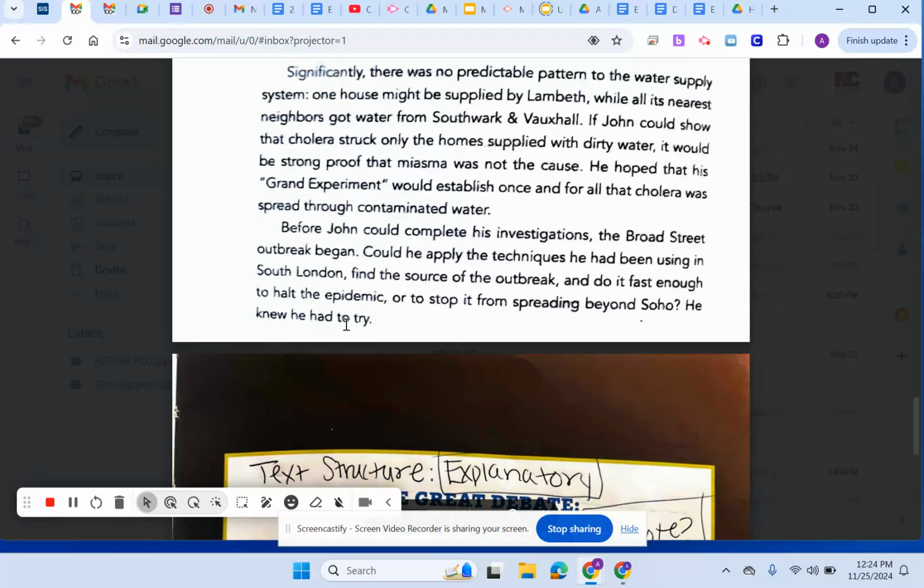Before John could complete his investigations, the Broad Street outbreak began. Could he apply the techniques he had been using in South London, find the source of the outbreak, and do it fast enough to halt the epidemic or to stop it from spreading beyond Soho? He knew he had to try.